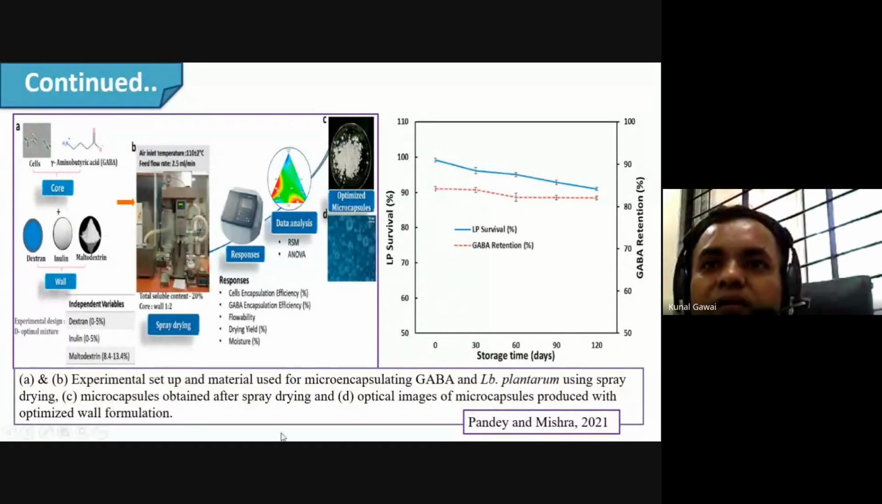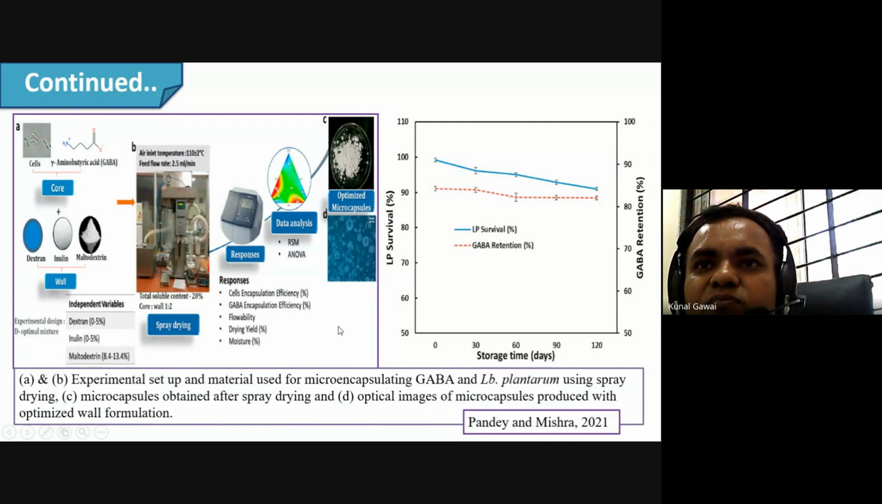Here is one example: specific cells of Lactobacillus plantarum were added with gamma aminobutyric acid, and then encapsulated using core material in combination with dextran, inulin, and maltodextrin. It is used as a wall preparation, and such prepared encapsulate was finally spray dried.